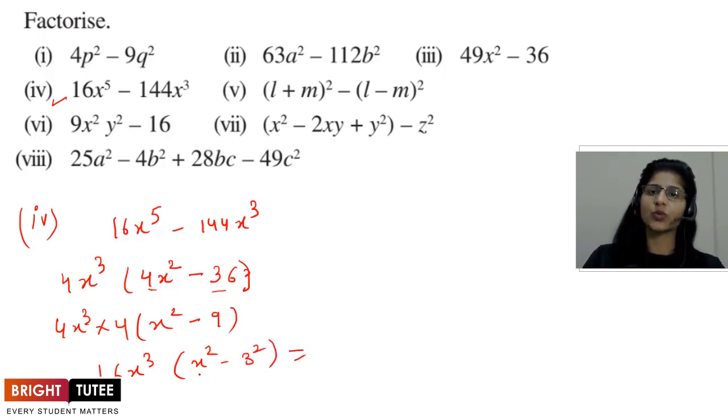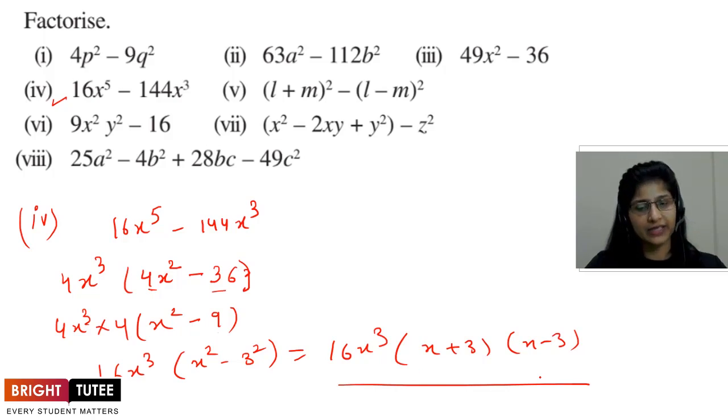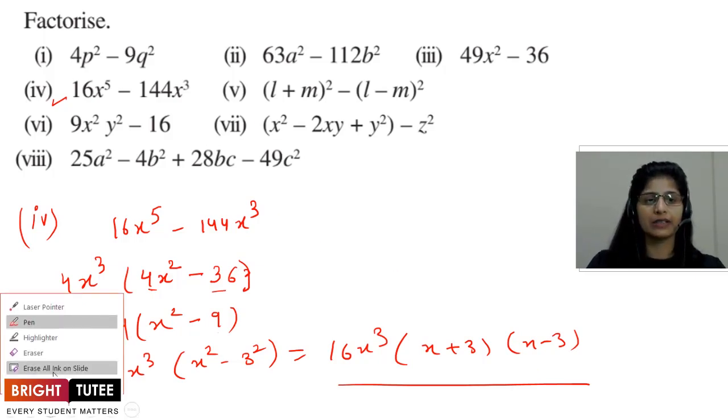So we know that it is a square minus b square, that can be written as 16x cube (a plus b)(a minus b). I hope this makes sense and it is clear. So you first have to take out the common factors, and then whatever is left inside the bracket, you use the identity in that. Okay, moving ahead with the fifth part.